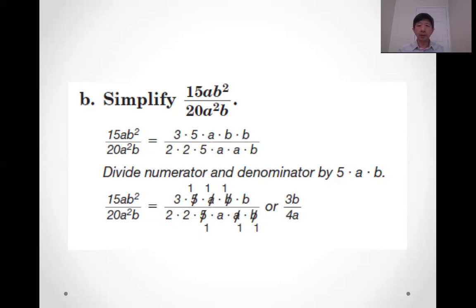Okay. So this is another way we can find the simplest form.